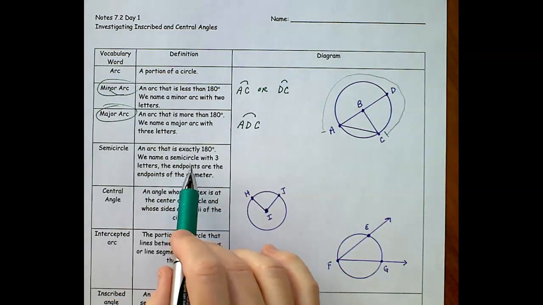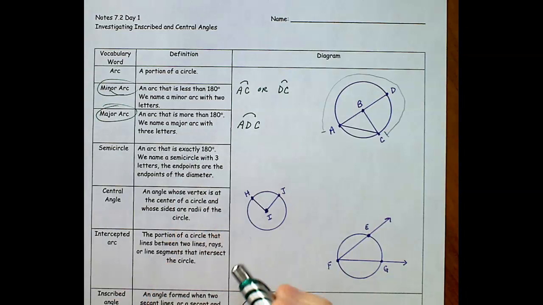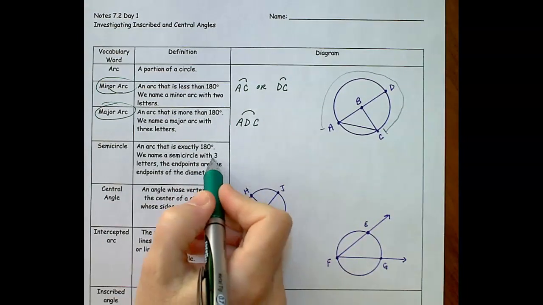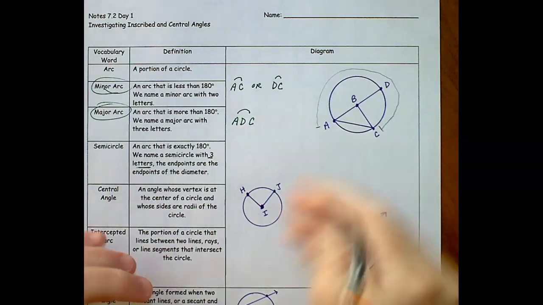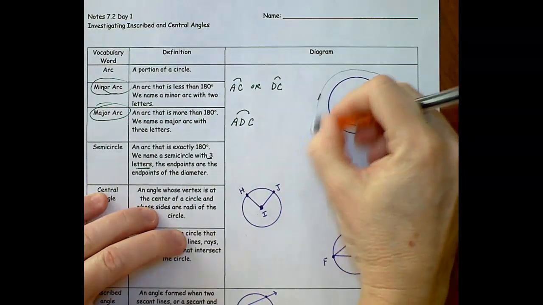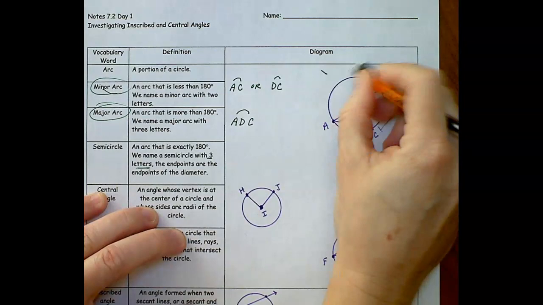So next we have a semicircle. We know that's half of a circle, which is 180 degrees. We do name a semicircle with 3 letters. The reason why is because we need to know which way on the circle we're going to swing.